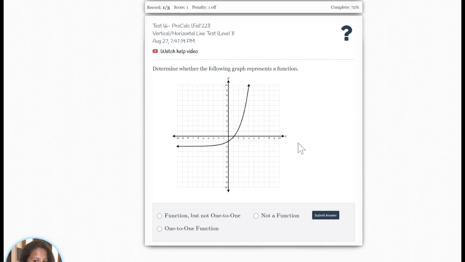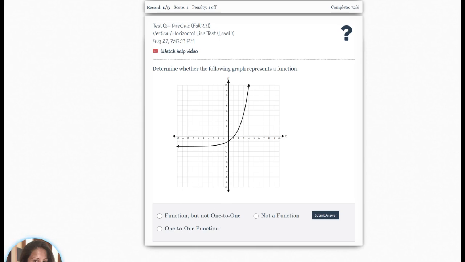But here, let's look at this graph. Is this graph a function? Well, if I draw a vertical line every single time, it touches only one time. So that means my answer is going to be function, but not one-to-one, or one-to-one function. It can't be this one. So between these two, how do I determine which function it is going to be? Well, in order to prove that it's one-to-one, it has to pass the horizontal line test.